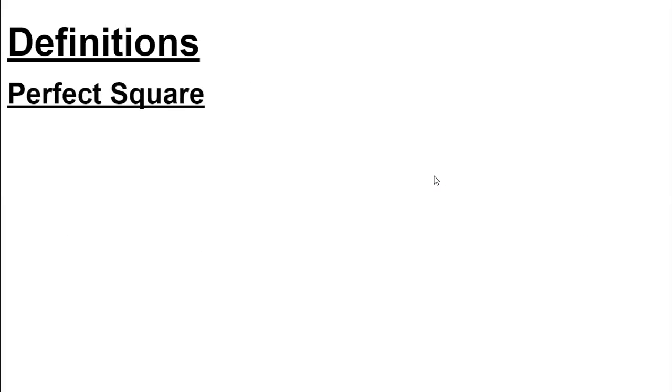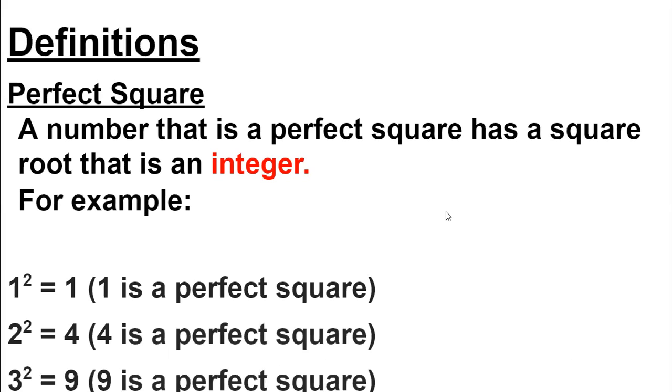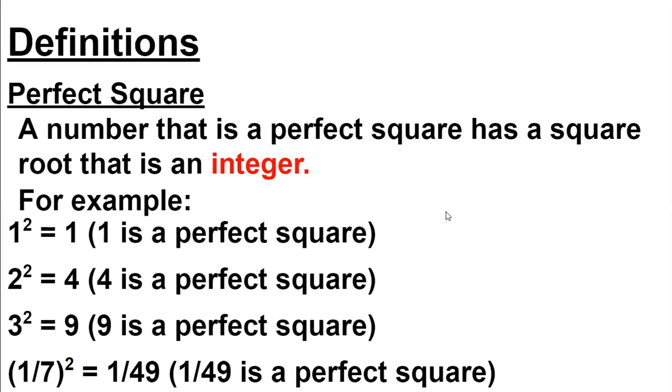What is a perfect square? A perfect square is a number that has a square root that is an integer. So for example, you can square 1 and you'll get 1. So 1 is a perfect square. You can square 2, which will give you 4. So 4 is a perfect square. You could square 3 and get 9. So 9 is a perfect square.